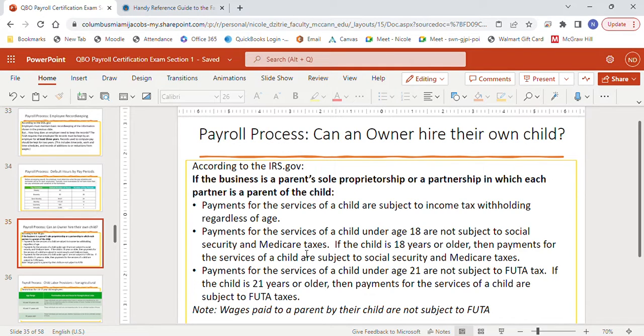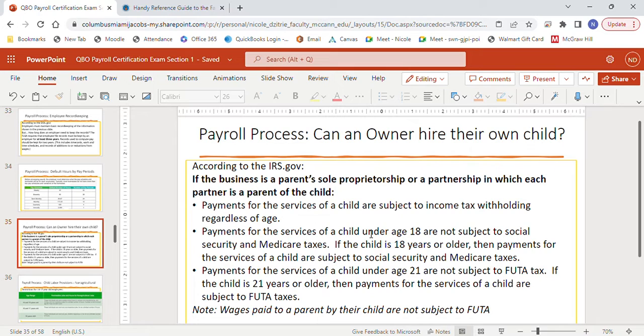Payments for the services of a child are subject to income tax withholding regardless of age. Payments for the services of a child under 18 are not subject to Social Security or Medicare taxes. If the child is 18 years or older, then payments for services of a child are subject to Social Security and Medicare taxes. Payments for the services of a child under 21 are not subject to FUTA.